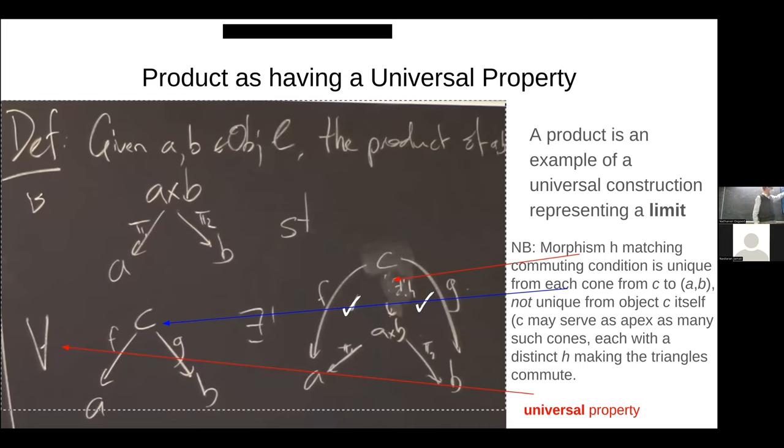So let's go to some examples. So what is the product here in this category? So remember, the product is on the way to A and B. So what do you think would serve as the product?